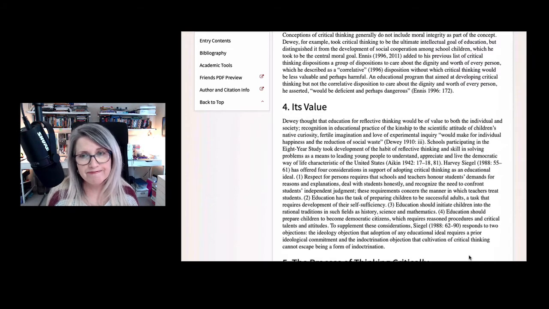And then, of course, the indoctrination objection: that cultivation of critical thinking cannot escape from being a form of indoctrination. Can't escape it. You're teaching somebody that critical thinking is good before they're able to fully assess whether it is or isn't. There's no getting around it. If you're going to teach, you're going to be saying that something is better than something else because you've chosen to teach it. Even by implication, you're indoctrinating.